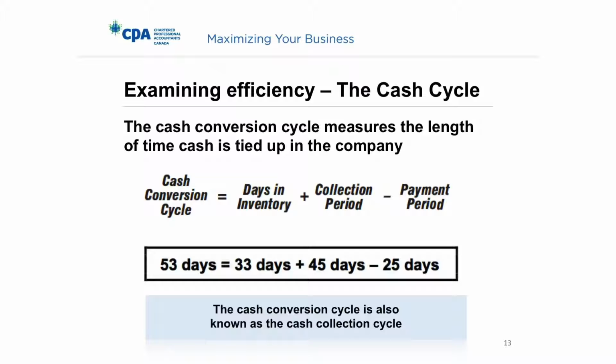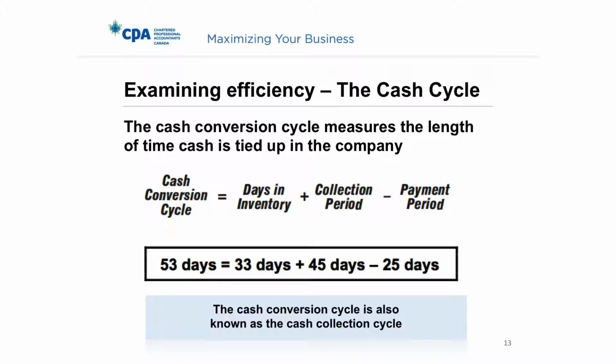Next, we'll look at the cash collection cycle, which is really an accumulation of the first three ratios that we discussed. The cash collection cycle is a measure of the length of time that the cash is tied up in the business. It's calculated by adding the uses of cash, days in inventory, and the collection period, and subtracting the sources of cash, the payment period.